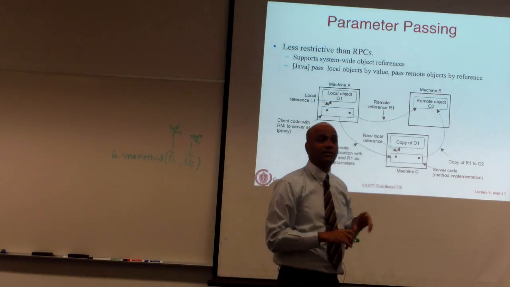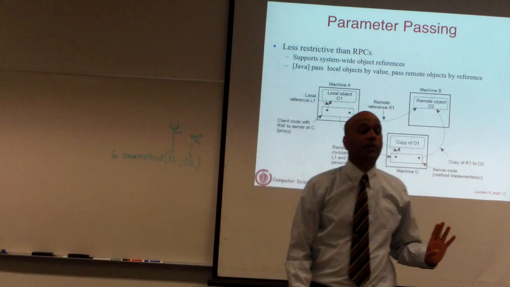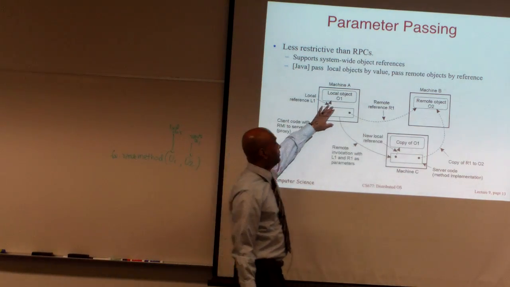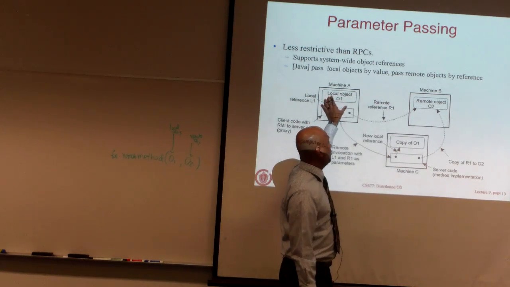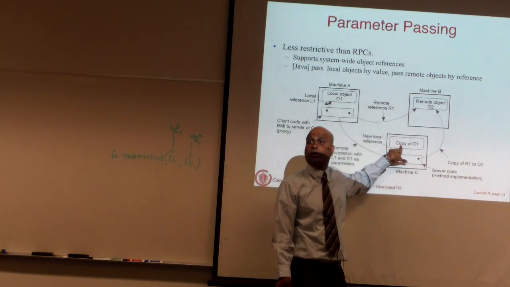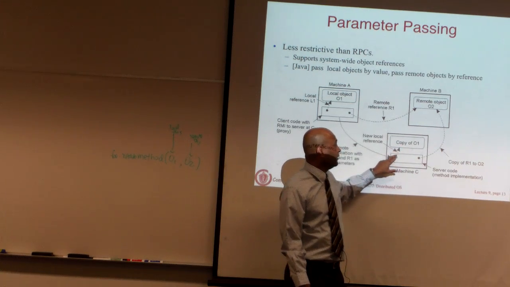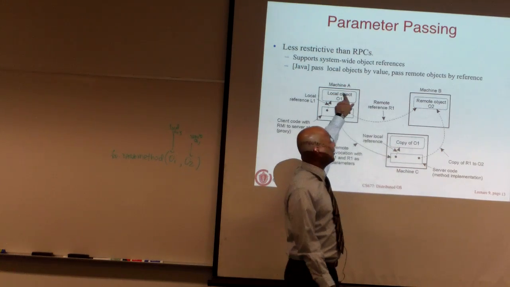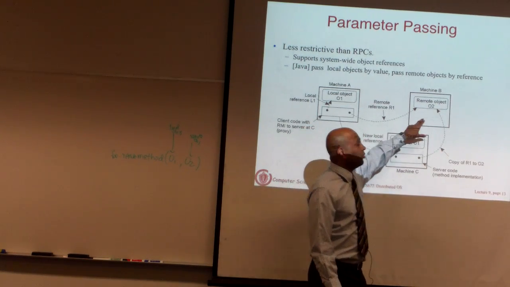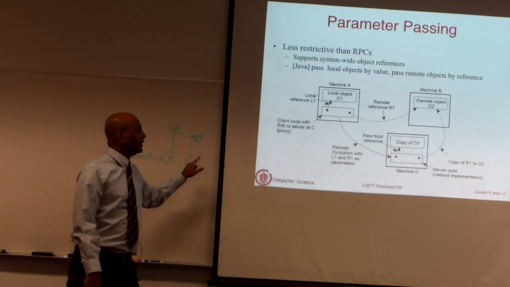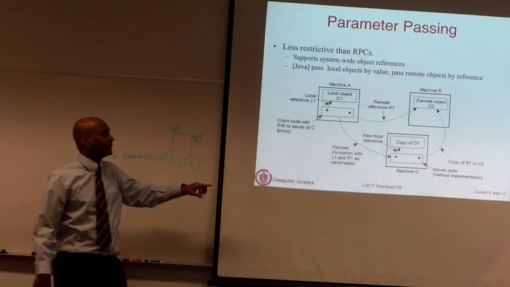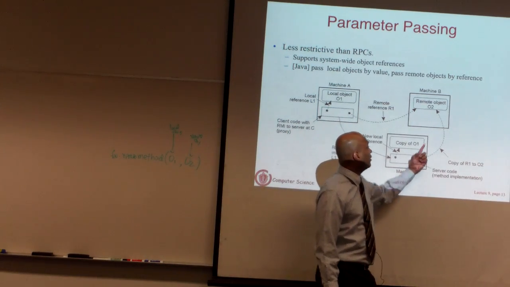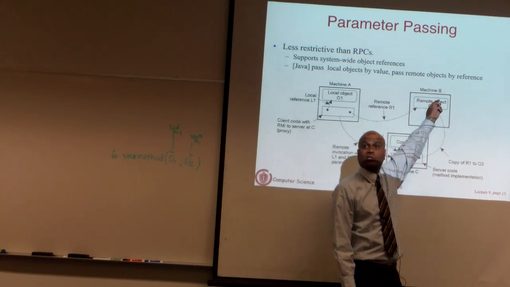What happens in this case, in Java's convention, is if you're passing a local object as an argument to a method, it's going to be passed by value. So you will make a copy of O1 and send it over, so you get a copy of O1 here. Any subsequent calls on O1 will be called on the local copy here, not on the original. But if you have a remote object that you're passing as an argument, that is passed by reference, as a network pointer. So when machine C calls a method on O2, it actually goes back to the original object.